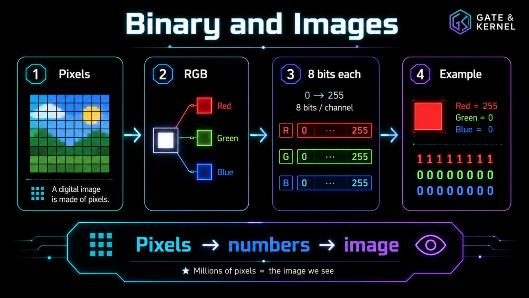111111110000000000000000. So 1 pixel can be stored as a collection of bits. Millions of pixels create millions of numerical values, and those values become the image we see.